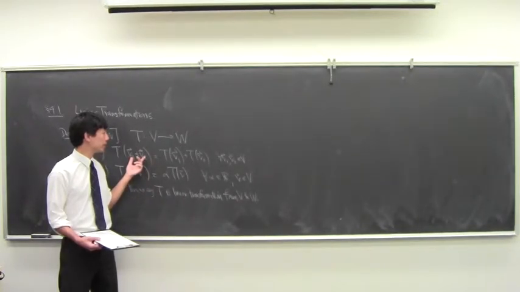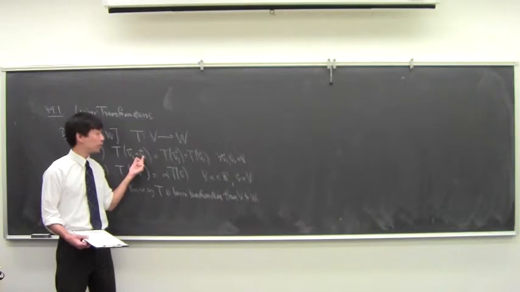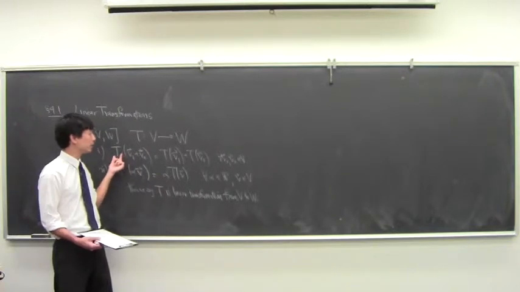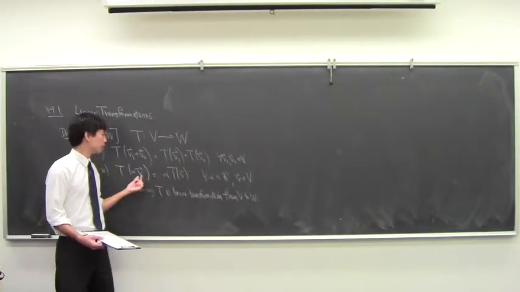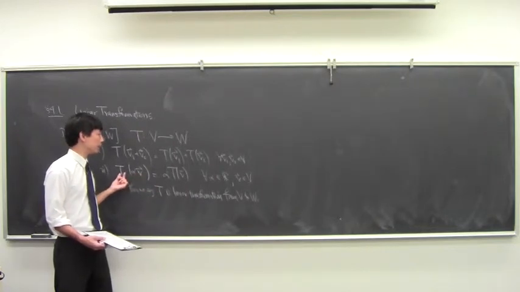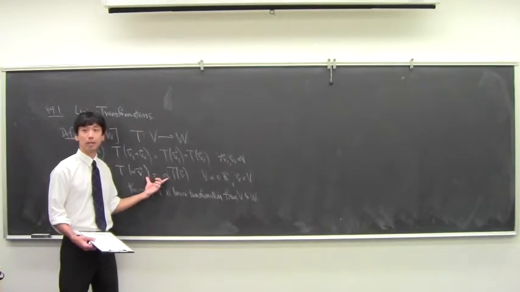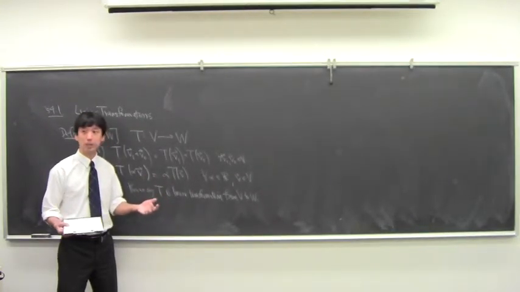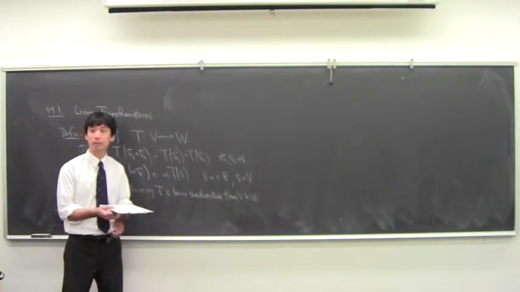Or another way of saying that is that your map commutes with the vector space operations. Here you've got vector addition. You can add first and then take the map, or you take the map and then add. You can scale first and then hit it with the map, or you can hit it with the map and then scale. Either way, you get the same thing. So it doesn't matter the order. The vector space operations commute with the transformation.